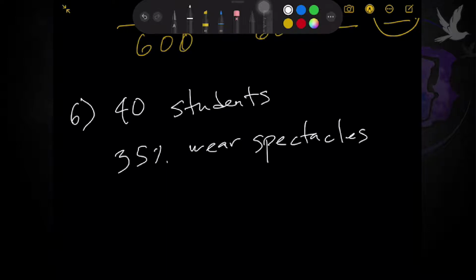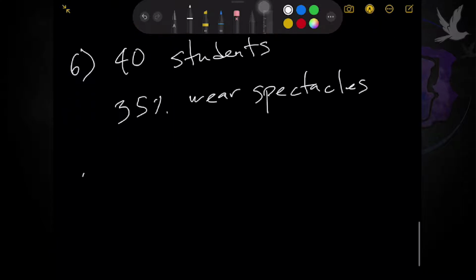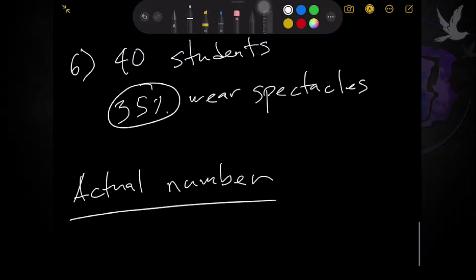How many students do not wear spectacles? So if you notice, no sa problem na yan, ang sinasabi kasi is how many students do not wear spectacles, which means what we're solving for here is the actual number of students, not the percentage alone. Okay? But for that, you can basically make use of the percentage.